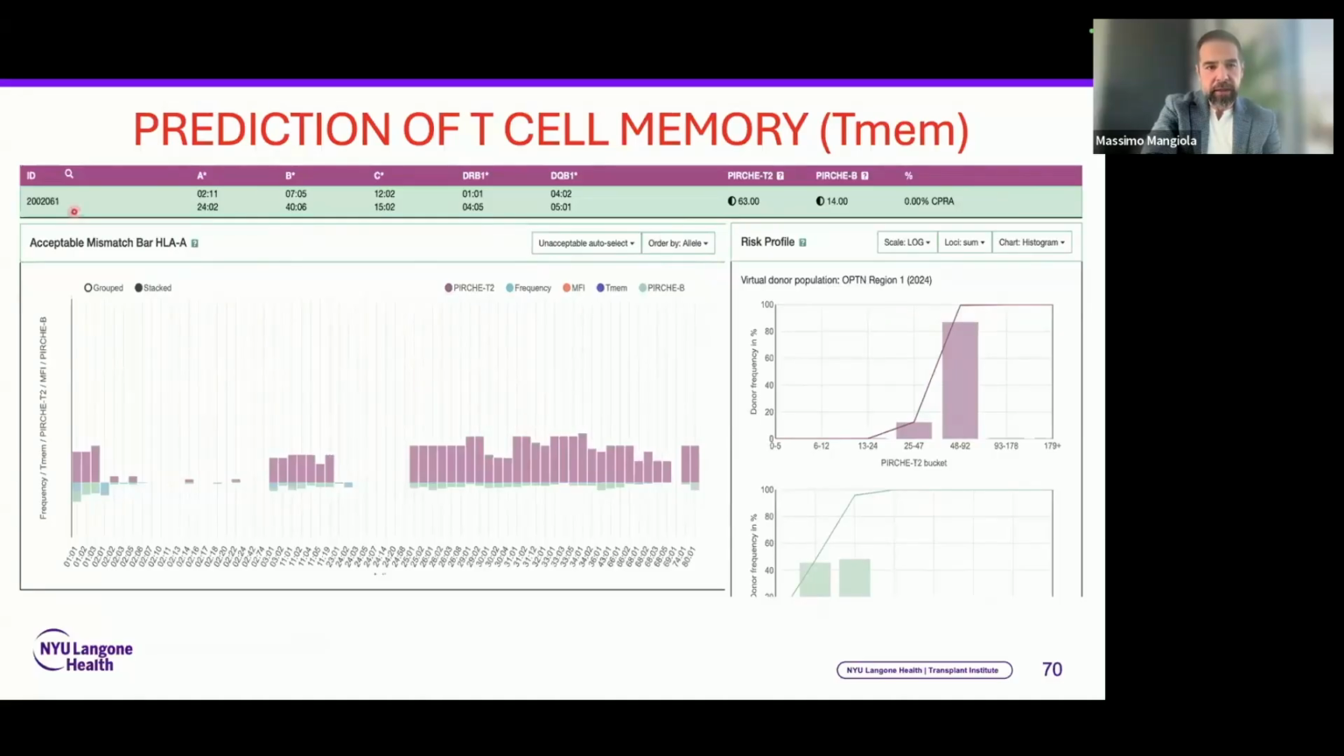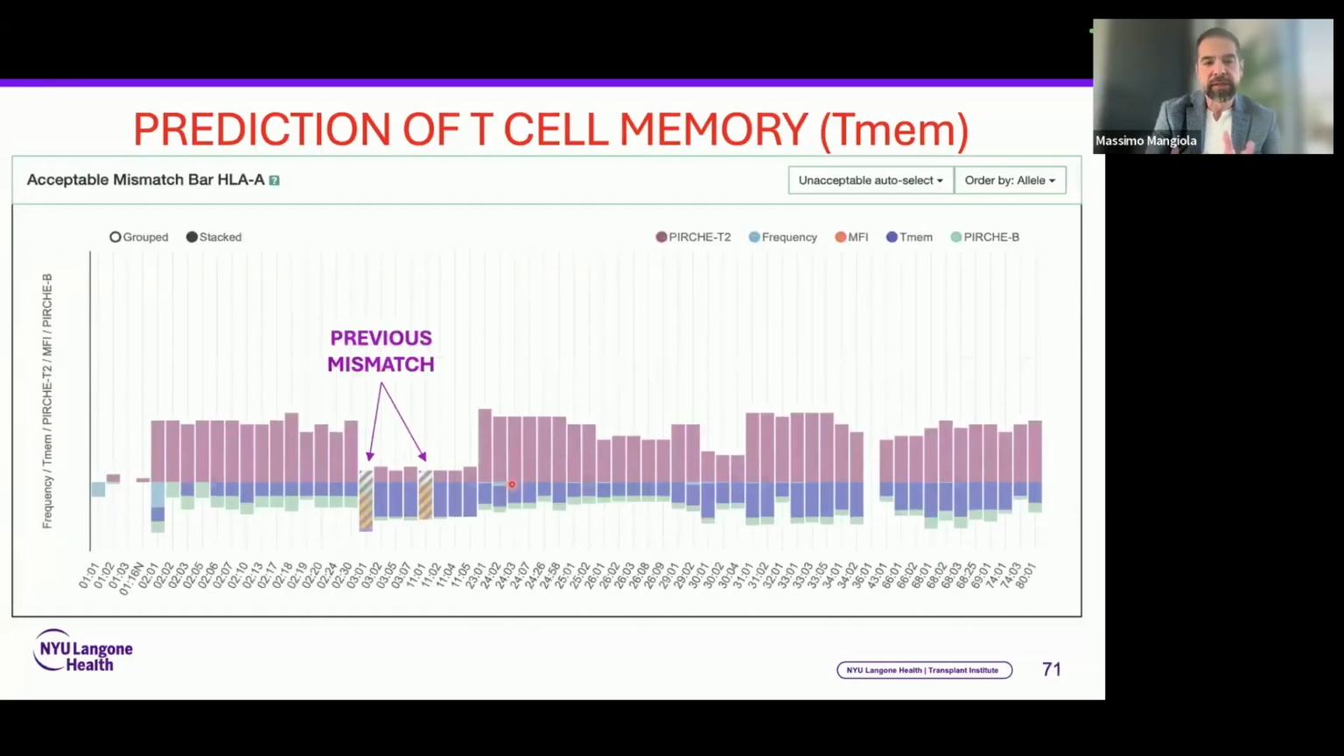This is what it looked like. Here is the patient, and those are the graphs that I snapshot for you. There is the ABC, the DR, DQ, DB, or as many as you do, based on clinical and non-clinical mode. What you can do is set particular alleles as previous mismatch, and PIRCHE will shade it for you. Here I set the 0301 and the 1101 as previously crossed. So this patient has had a transplant with A*03:01 and A*11:01.